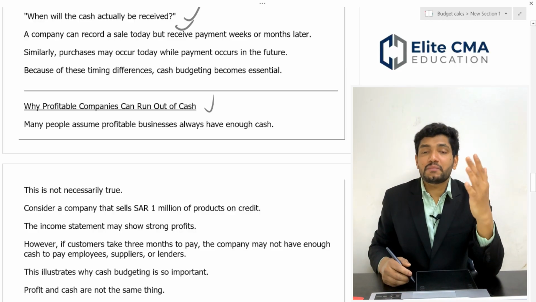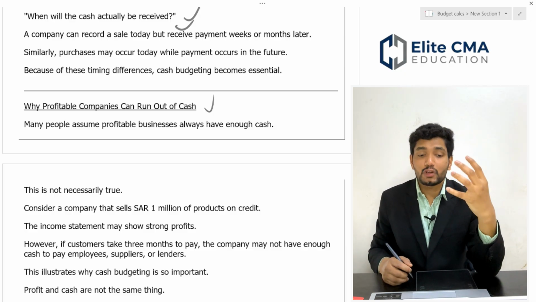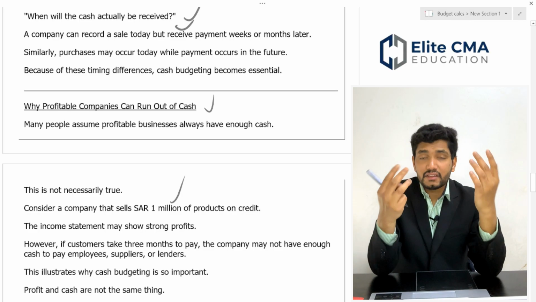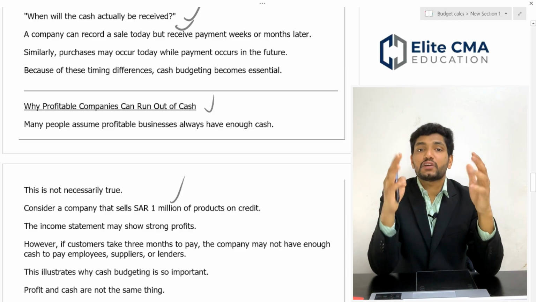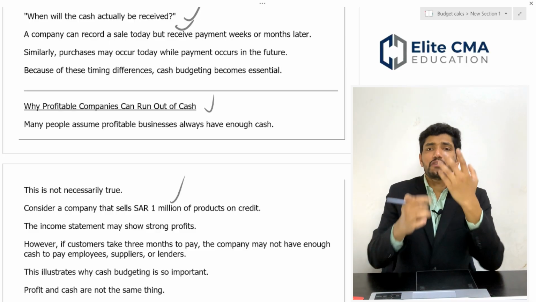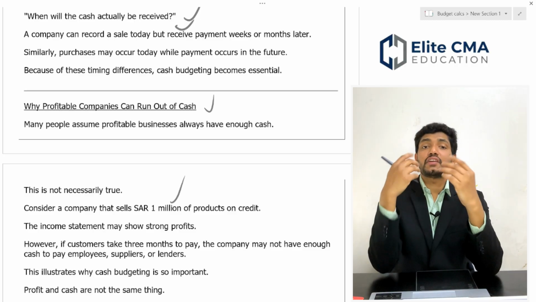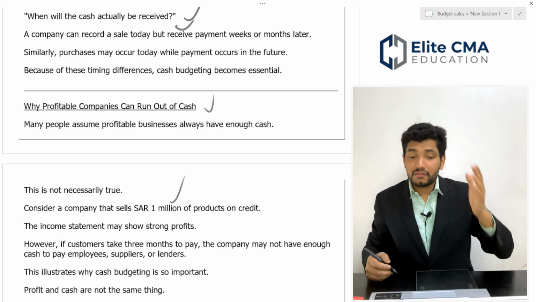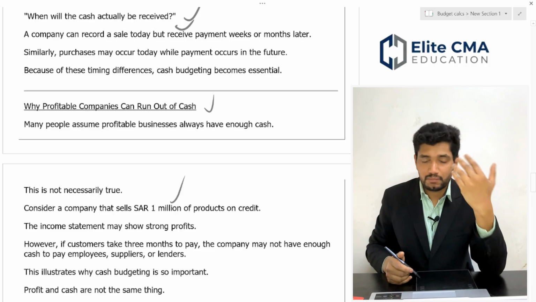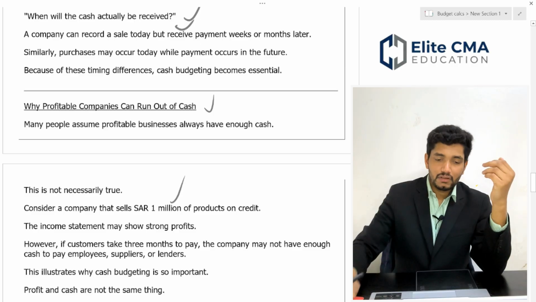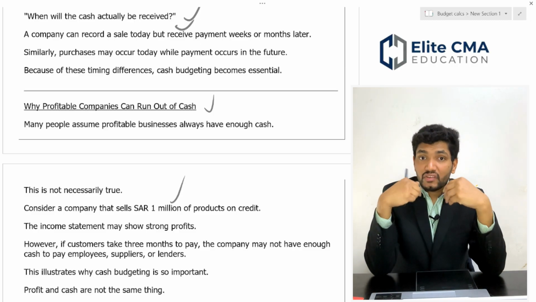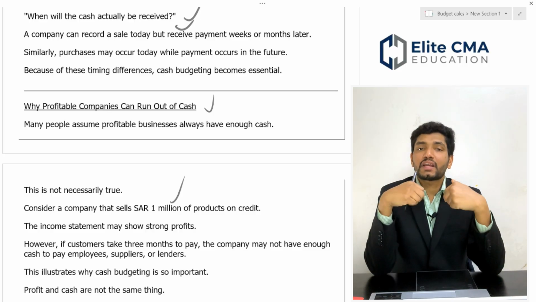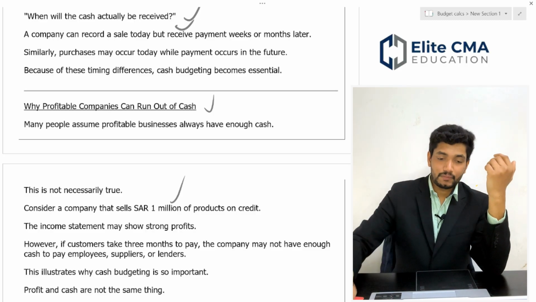Even some profitable companies, in some cases, can run out of cash. If a company sells a $1 million product on credit, the income statement will show a strong profit for that particular period. However, if it is a credit sale and it takes months to collect, there can be a different story with the cash budget or cash position. So this illustrates why the cash budget has to be prepared separately and why it is very crucial in the budget preparation process.